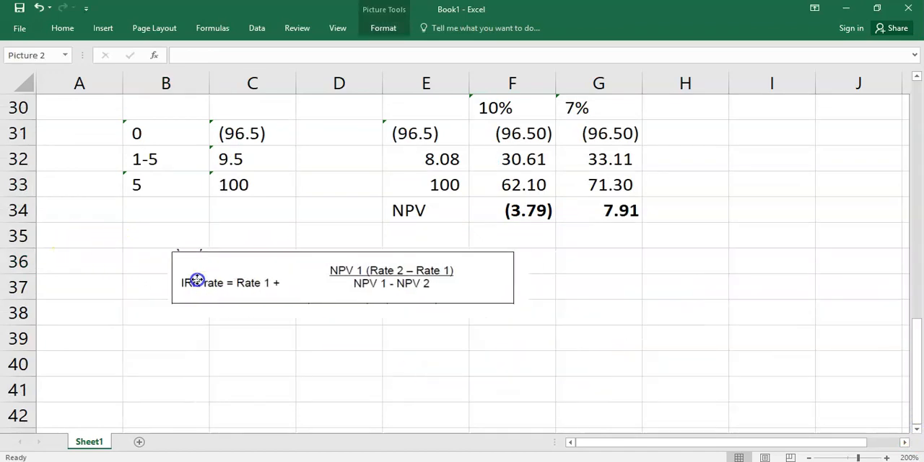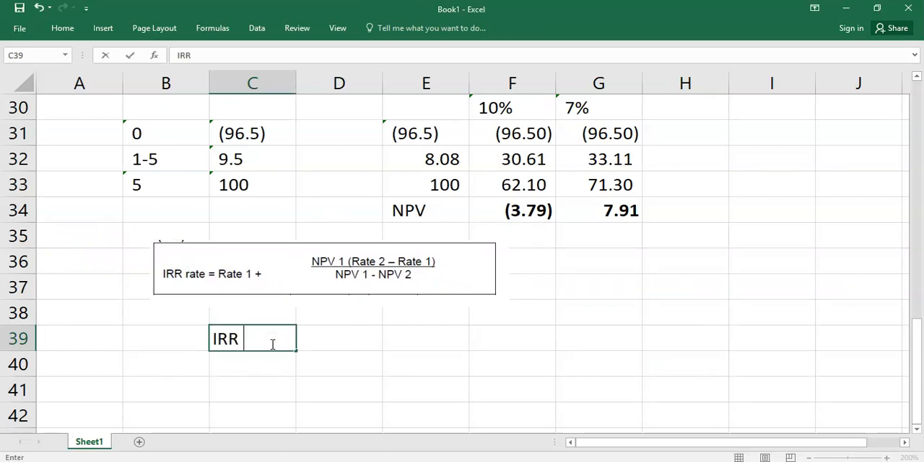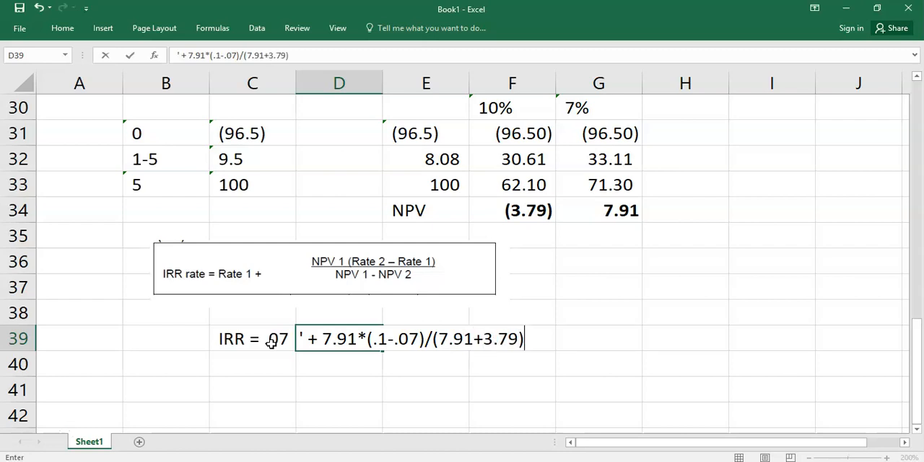So what we're going to do then is our IRR equals 0.07, rate 1 is always the lower rate, plus NPV1, 7.91, times the difference in the two rates, 0.1 minus 0.07, divided by, and this is where you have to be careful, NPV1, 7.91, minus minus 3.79 becomes a plus 3.79. So just be careful that you watch for that plus.